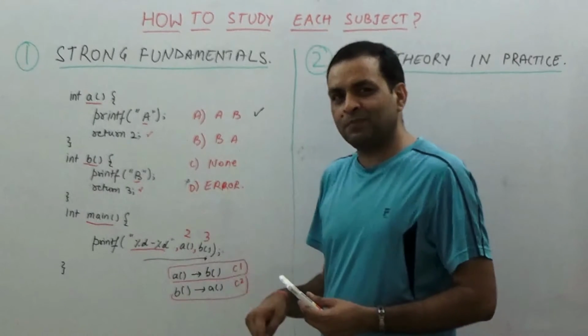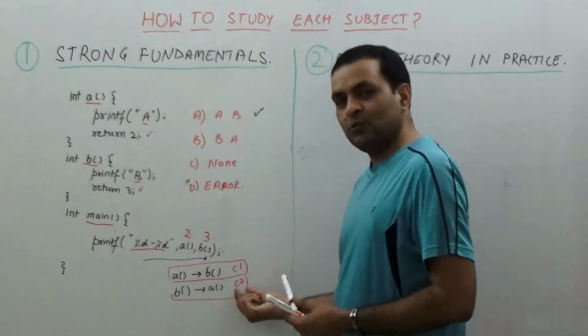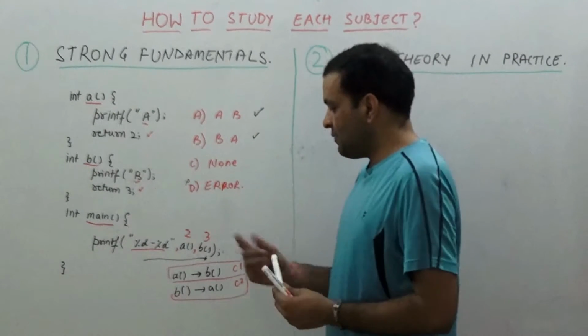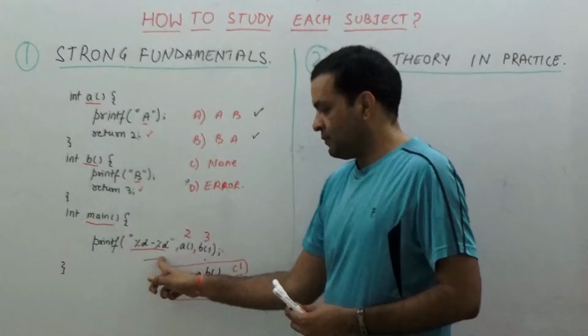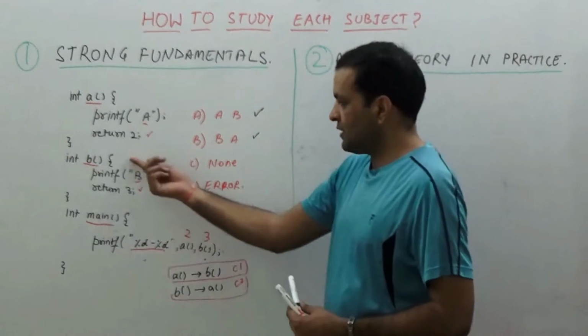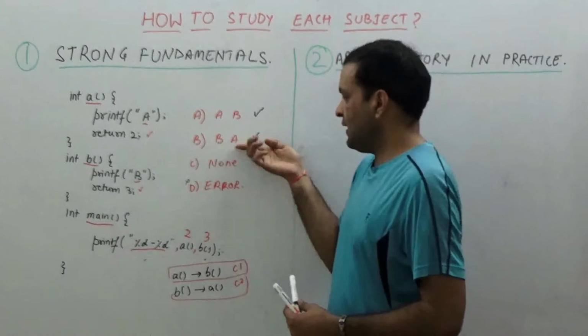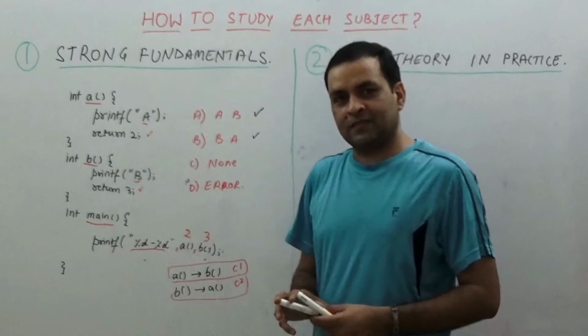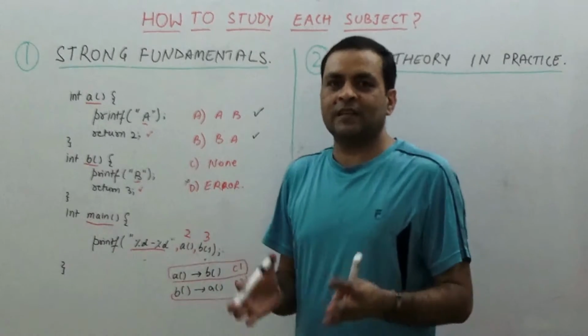But when you compile this program using the C2 compiler, then your answer will always be B A, because C2 is evaluating the parameters from right to left. So in that case, first the B function is called and then the A function is called. So the B function will print B first and then the A function will print A. Both C1 and C2 are standard compilers. It is not that any of them is a non-standard compiler.